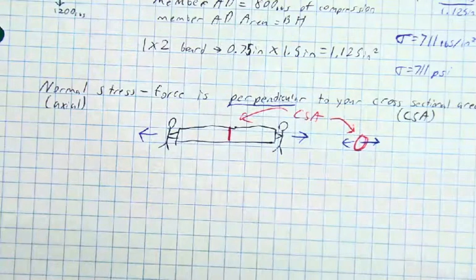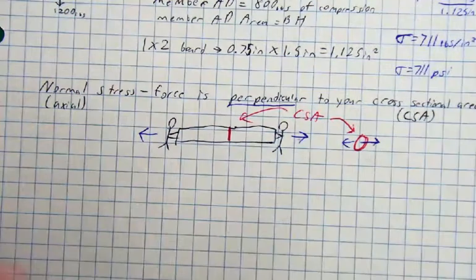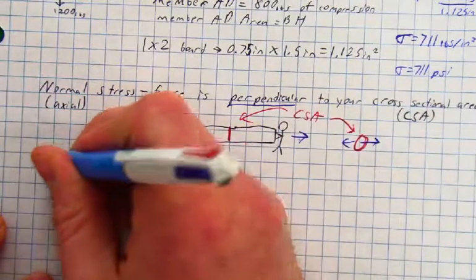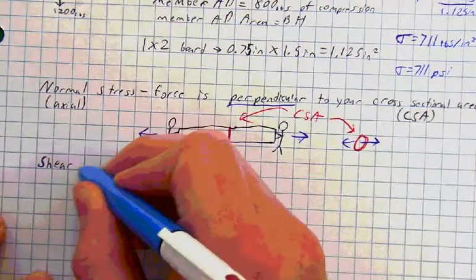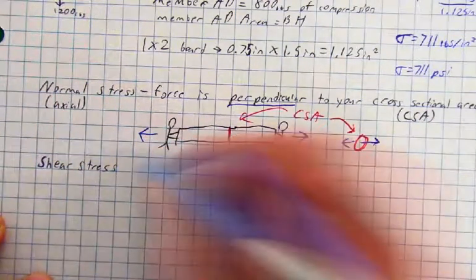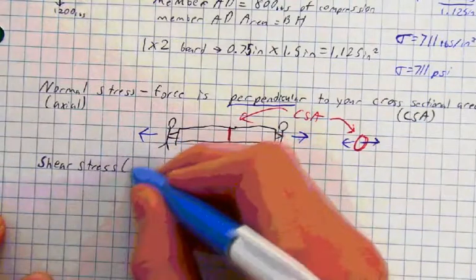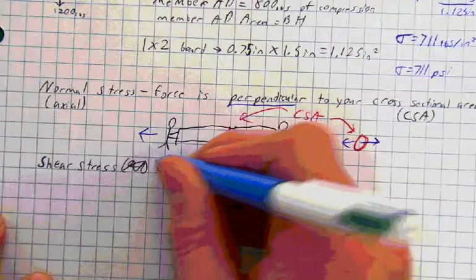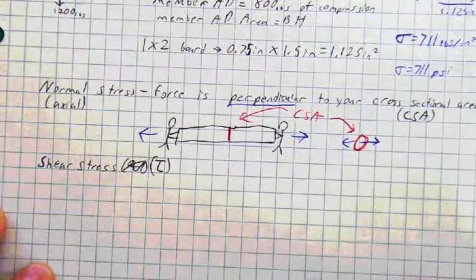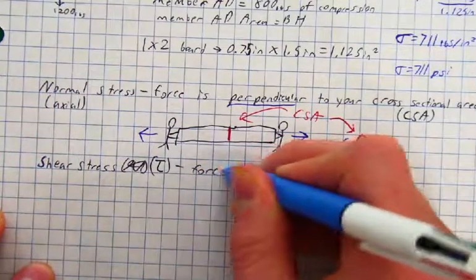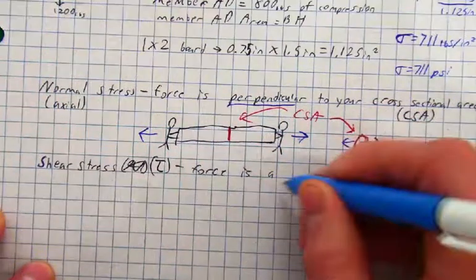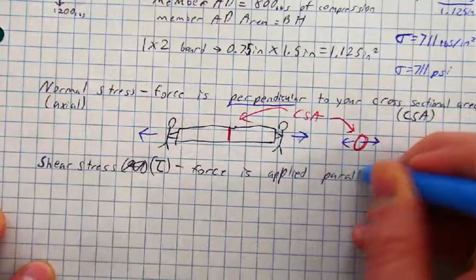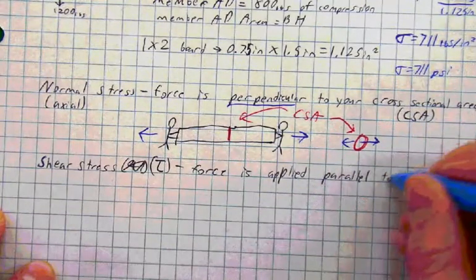Let's differentiate that from the other type of stress I need you to know about, which is shear stress. Shear stress, on the other hand, and let's put in parentheses the symbol for shear stress, which is tau. The Greek letter tau, like this. It looks like a backwards J. And that is when force is applied parallel to the CSA.